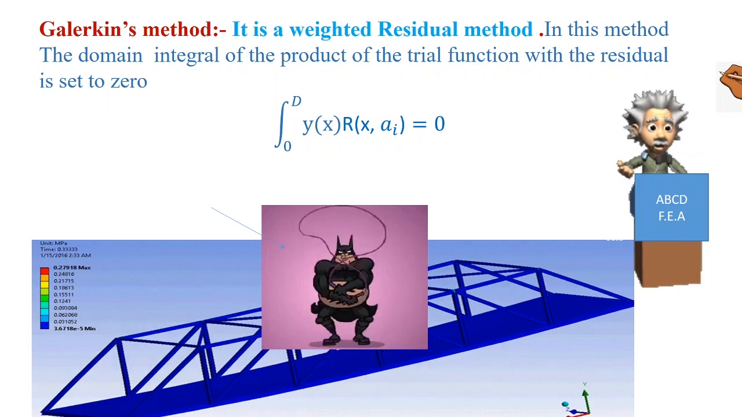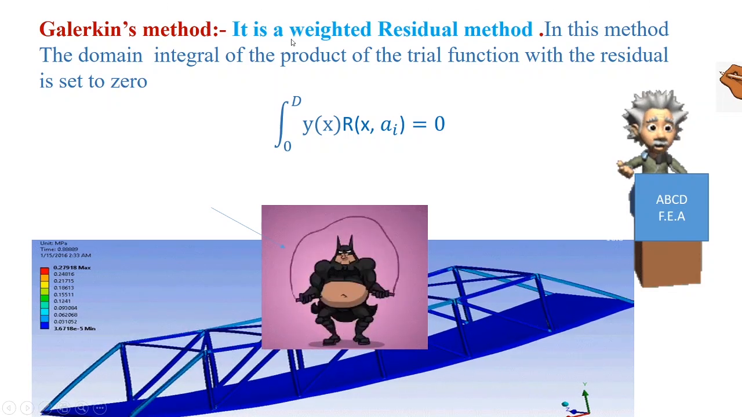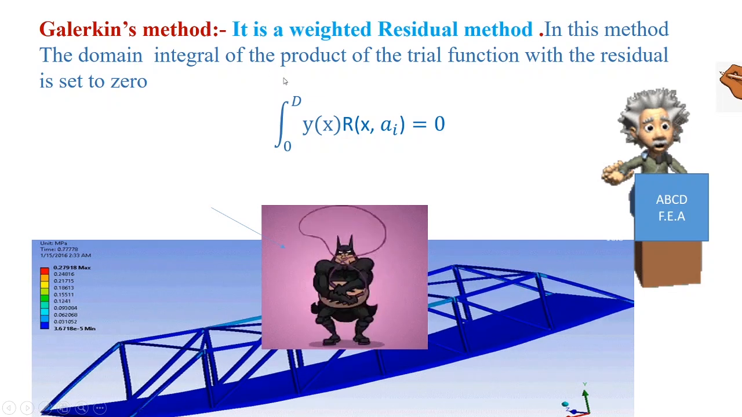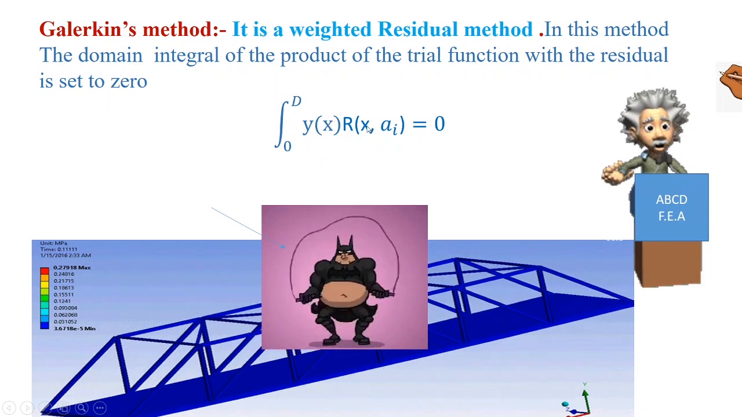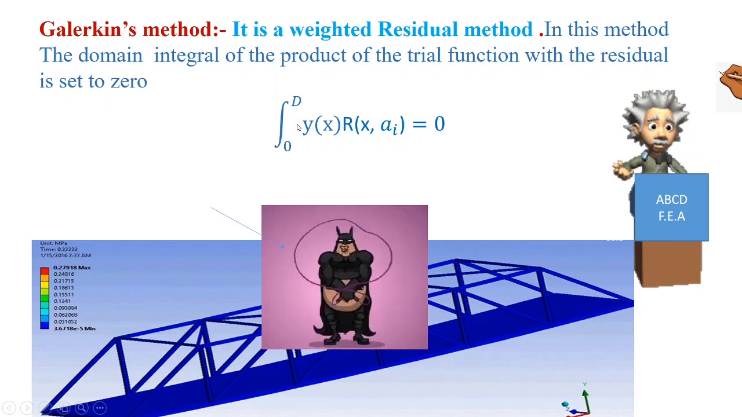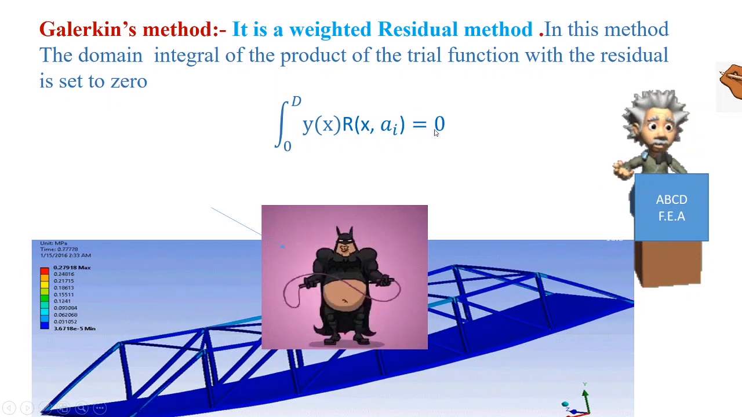Now what is Galerkin method? It is a weighted residual method in which the domain integral of the product of the trial function and the residual function is equal to 0 over the limit 0 to L.